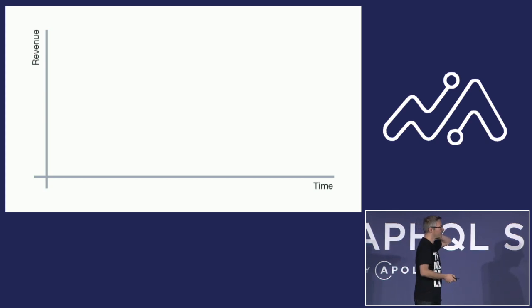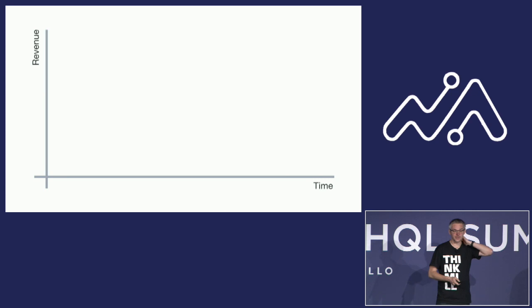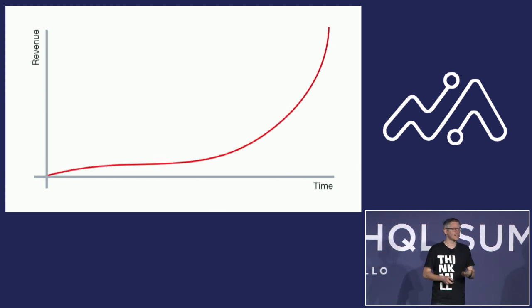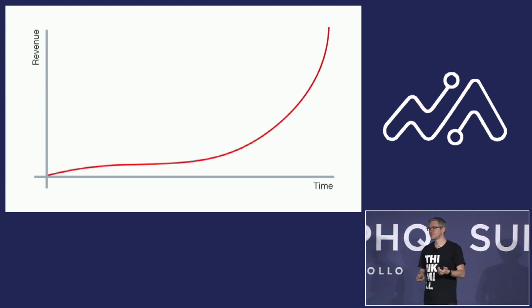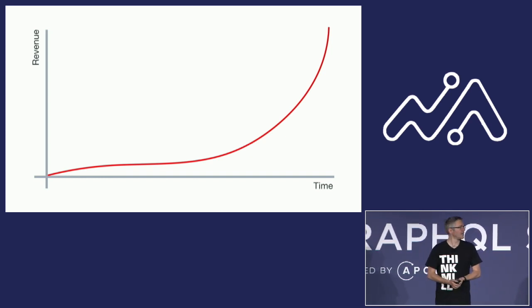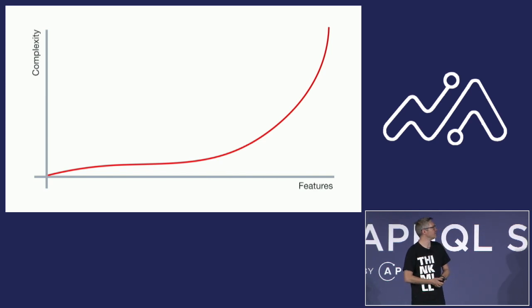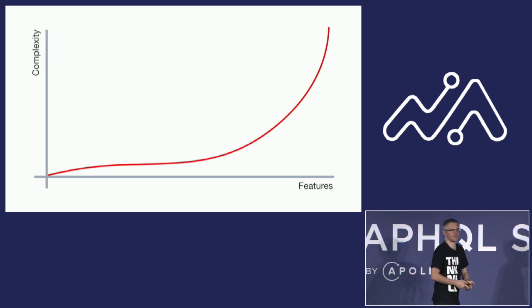So you'd recognize this graph. This is revenue over time. And what you're probably looking for in your startup is for it to go like this. This is hopefully a familiar experience for at least a couple of startups here in the Bay Area. But if I was to change these axes from revenue and time to complexity and features, I've probably got a more common experience for startups in the Bay Area now.